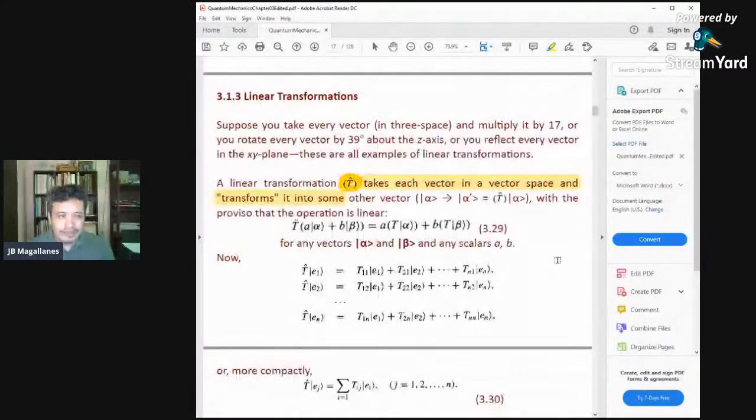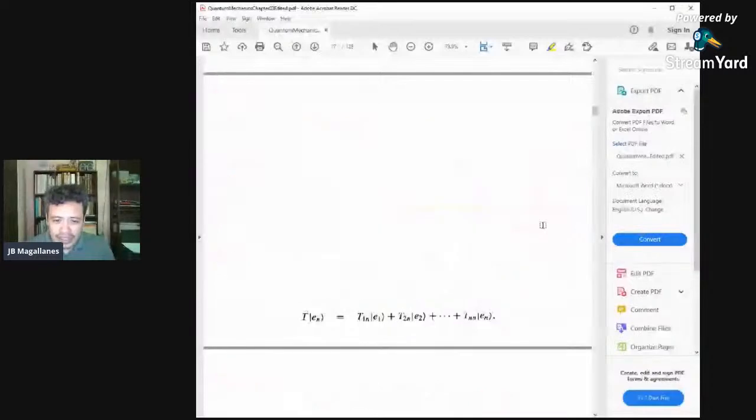the T. And the T, the transformation, is by the way a linear transformation. Let's look at the property later, but that transformation takes a vector in a vector space and transforms it into another vector, this one here. And that is a linear transformation.